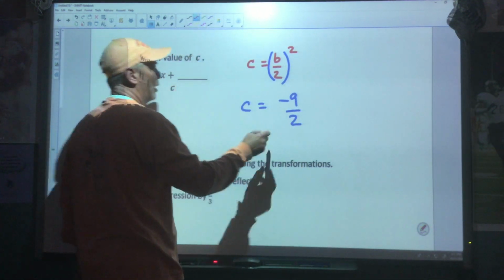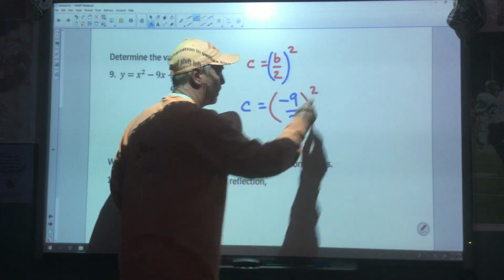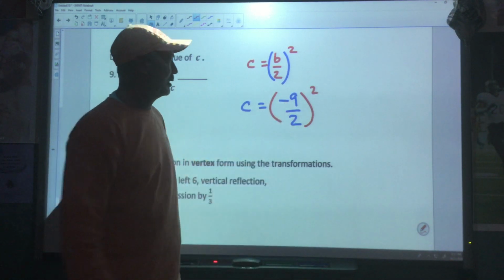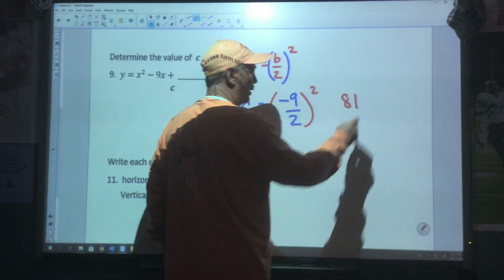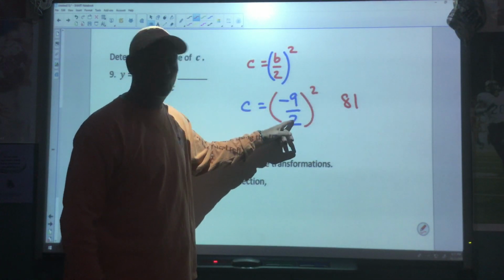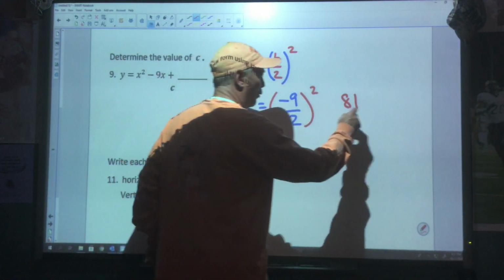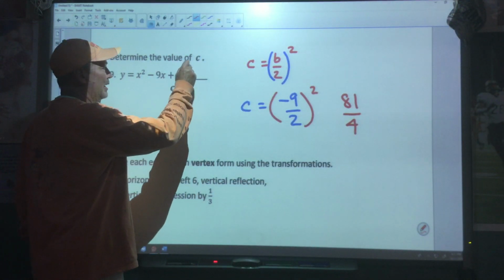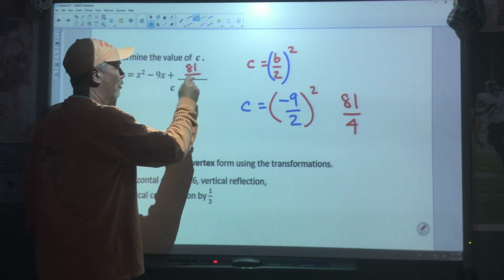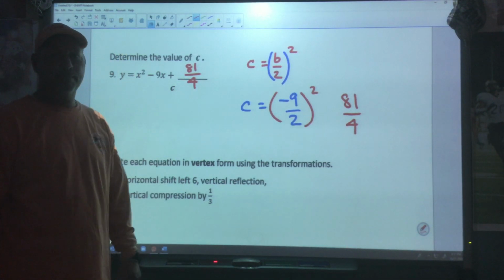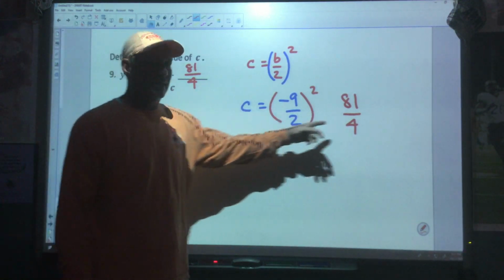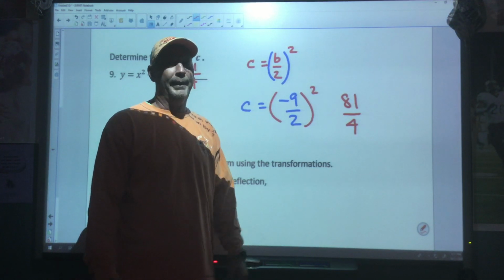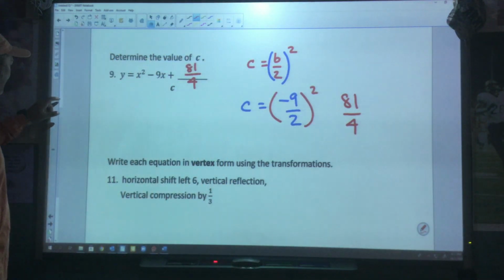And then what are we going to do? We're going to square it. So when I square this, what is negative 9 times negative 9? That's going to give us a positive 81. When you square this, what is 2 times 2? 4. There is my C value. My C value is going to be 81 over 4. So if it's an odd number, you need to expect a fraction. Okay? You need to be ready for this. Hint, hint.